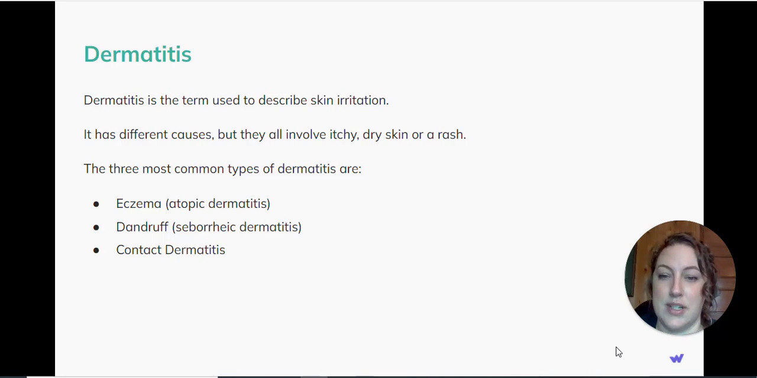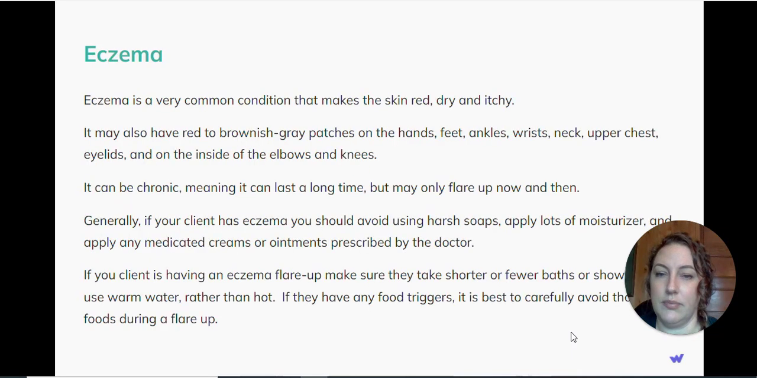Dermatitis is the term used to describe skin irritation. It has different causes, but they all involve itchy, dry skin or a rash. The three most common types of dermatitis are eczema or atopic dermatitis, dandruff or seborrheic dermatitis, and contact dermatitis.